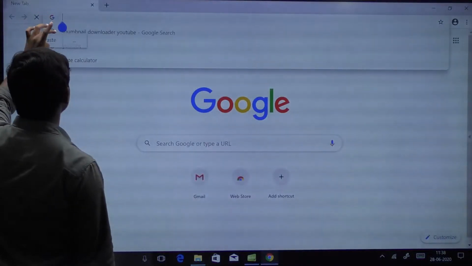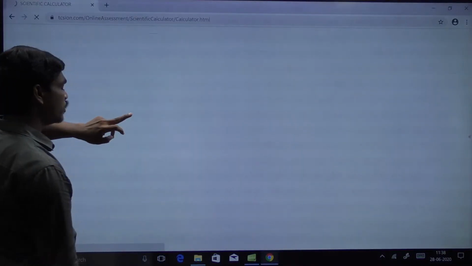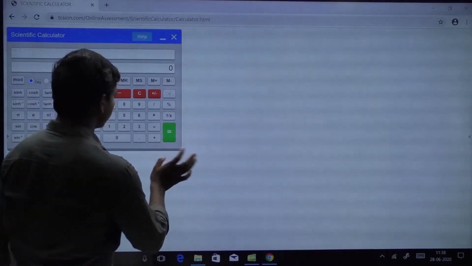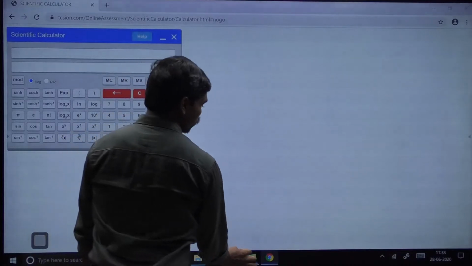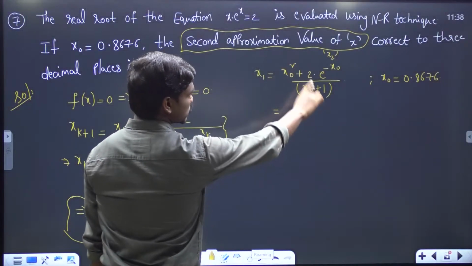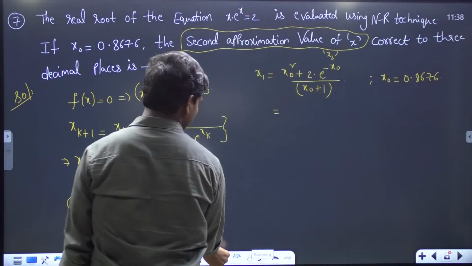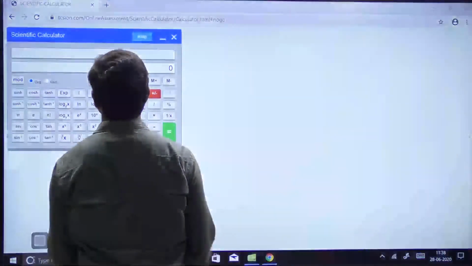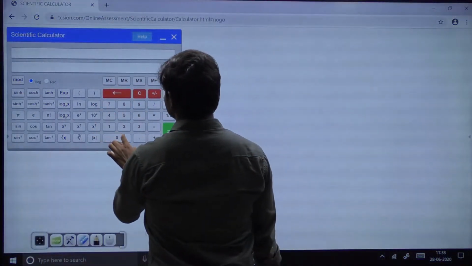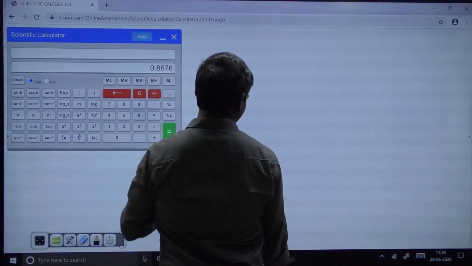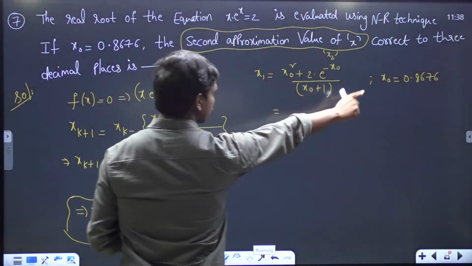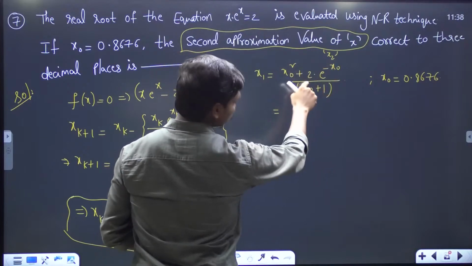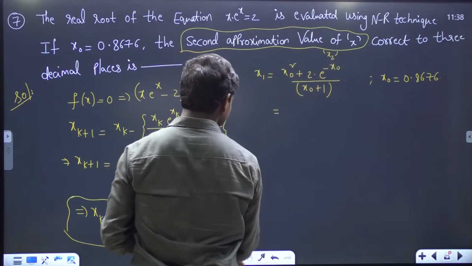Let me show you some virtual calculator applications, because in numerical methods this is really important, because you need to perform a lot of calculations. See here, what are the terms we have? x0 squared plus 2 into e^{-x0}. 0.8676 is the x0 value, correct? Now you want the square of this plus 2 times e power minus of this.